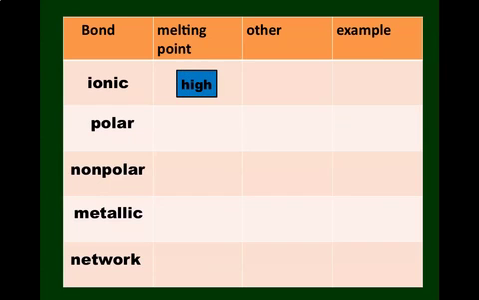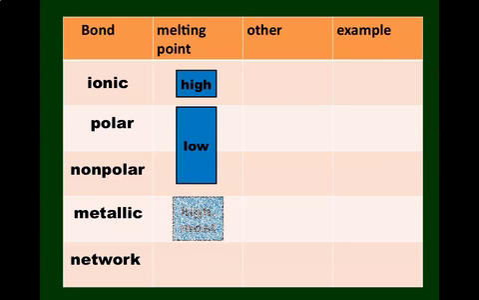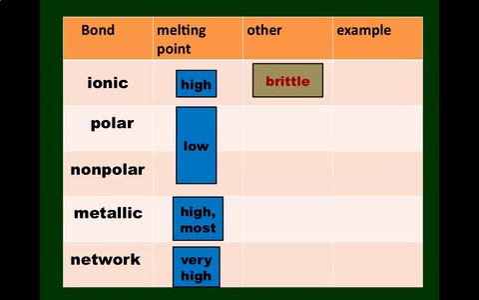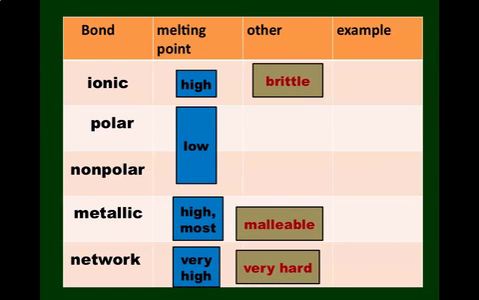Melting points for ionics is high. Polar and nonpolar is comparatively low. Metallic is high for the most part, and network is very high, like it's very hard to melt a diamond. Other traits, ionic tend to be brittle. For metallic, they're malleable, which means we can hammer them into a sheet. And network covalent are very hard.